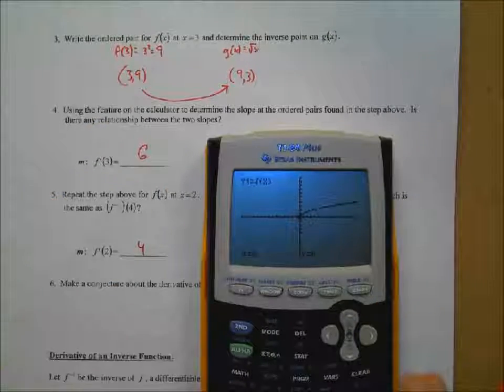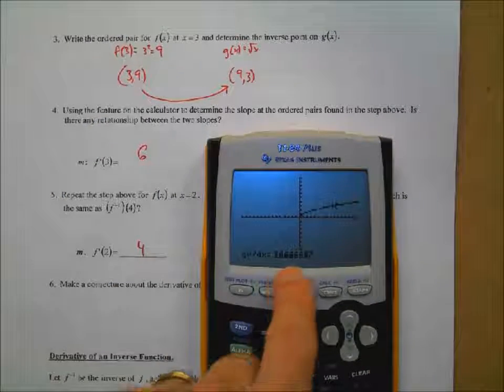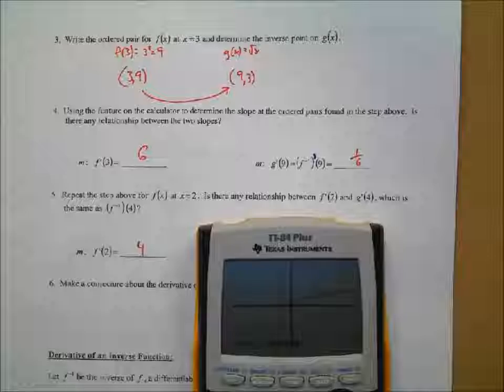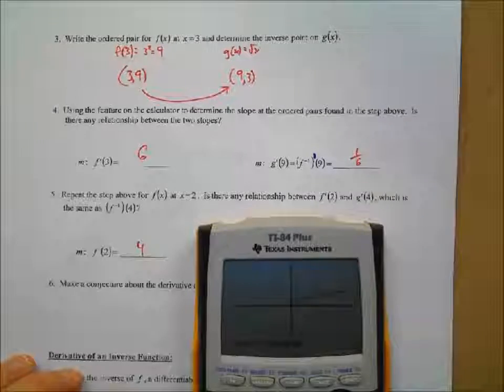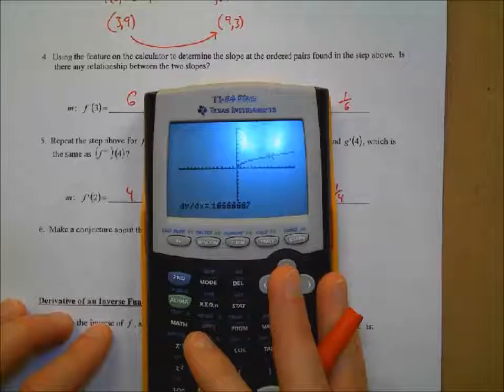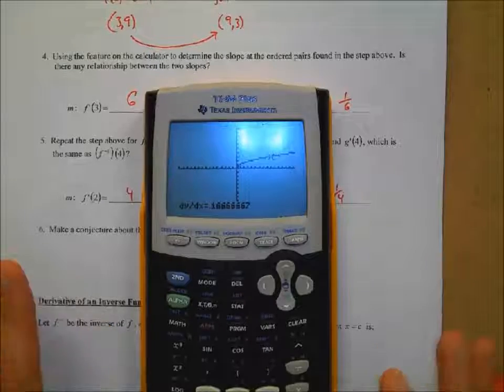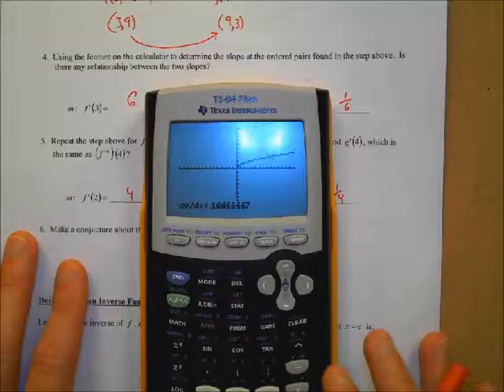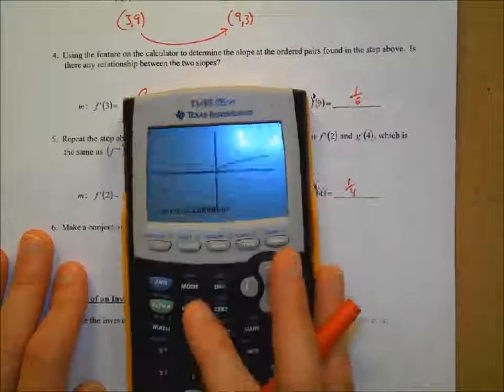And so we get 0.16666666 forever. So that's 1/6. All right, so 1/6. There it is.